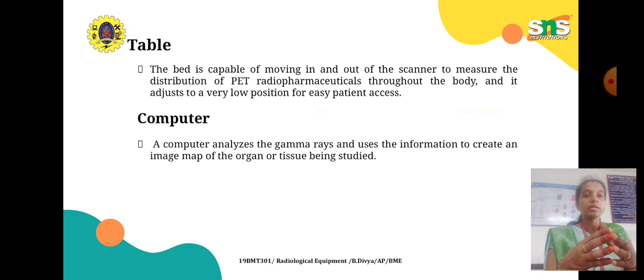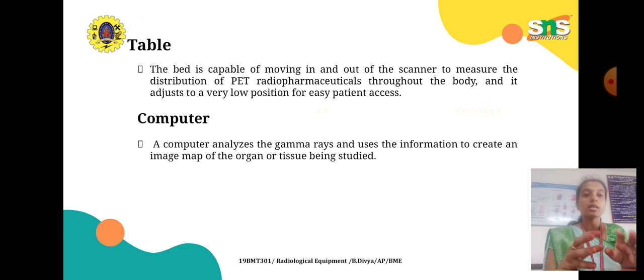Table: the bed is capable of moving in and out of the scanner to measure the distribution of the PET radiopharmaceuticals throughout the body. The table, which is called a bed, is where the patient lies, and it will move front and back of the scanner. It adjusts to a very low position for easy access for the patients.